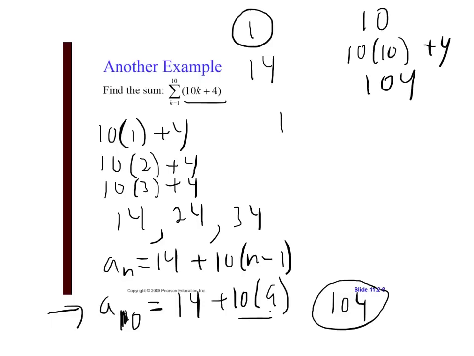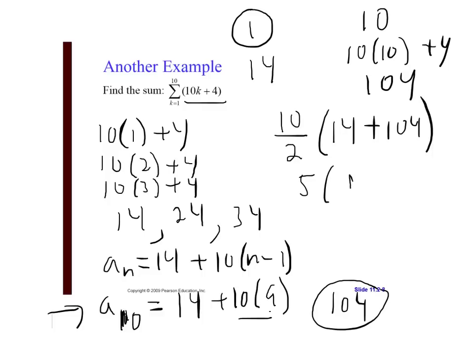Since I'm looking for the sum of the first 10 terms, n is 10, and 14 plus 104, that's going to be 5 times, let's see, what is that, 118? So whatever 5 times 118 is, I'm going to cheat and use a calculator. I'm getting 590. Okay, so I hope that helps.